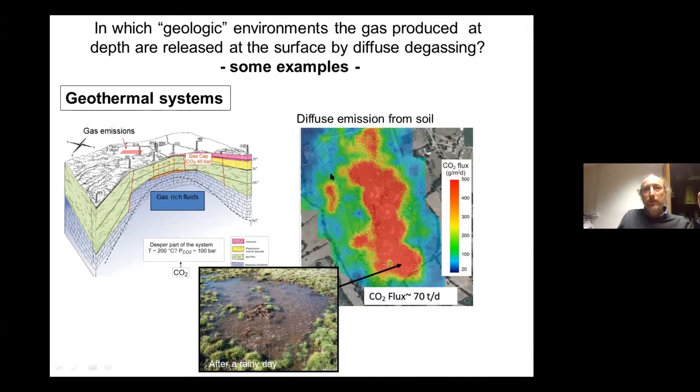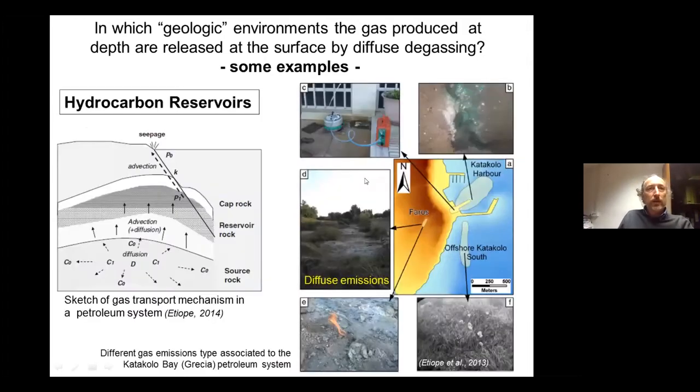In fact, on this side we have what we want to produce, a map of the carbon dioxide degassing from the soil, and you see that all this area is characterized by high fluxes and the release of about 70 tons per day of carbon dioxide. But gas fluxes are not only carbon dioxide. Other gases, for example methane, also characterize other geological systems, other reservoirs. These are, for instance, some images from a hydrocarbon reservoir. Also in this case, together with bubbling and focused emission, we have areas like this with diffuse emission of gases, in this case mainly methane.